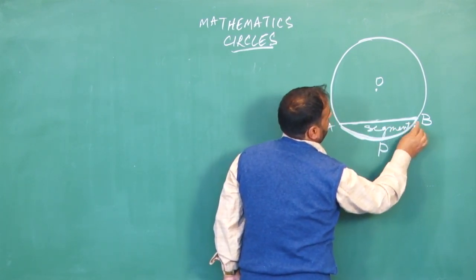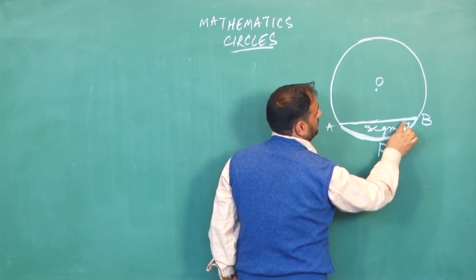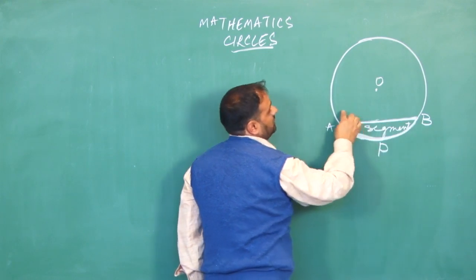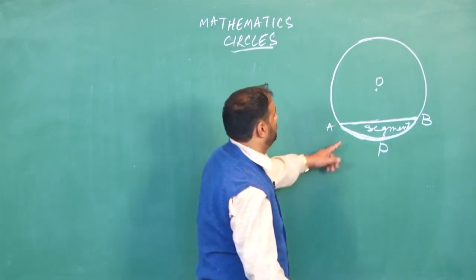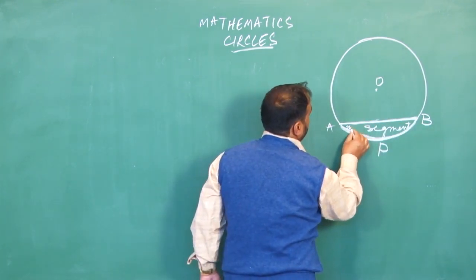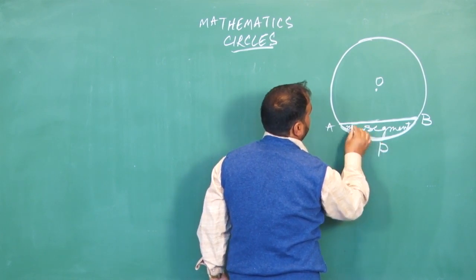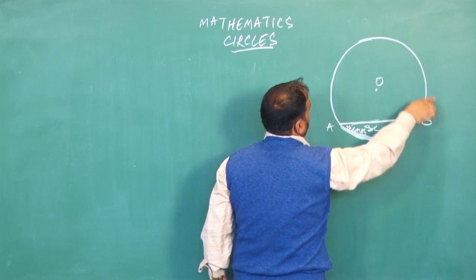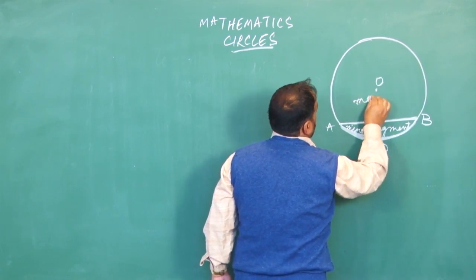You can see this part of the segment is smaller in area, and the rest of the circle is larger in area. So we can denote this smaller part as the minor segment, and the rest, the chord and the corresponding major arc, becomes the major segment.